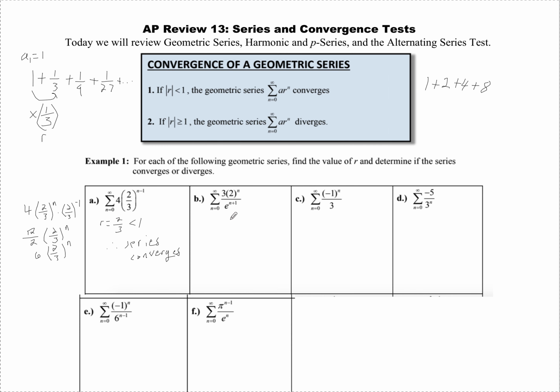Let's take a look at this one. What do we got here? This is a little harder to do because the parentheses over here was grouped nicely to the n minus 1. But here we have 2 to the n and e to the n plus 1. So let's use some exponent properties like I did over here to see what's going on.